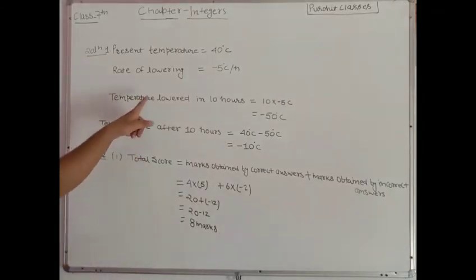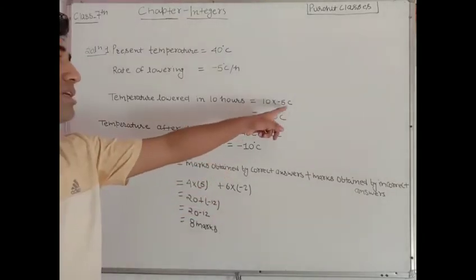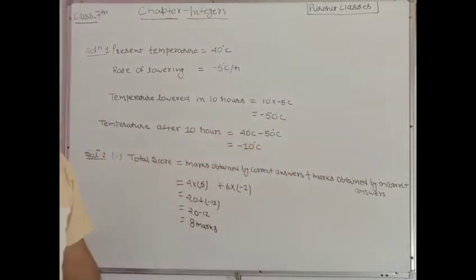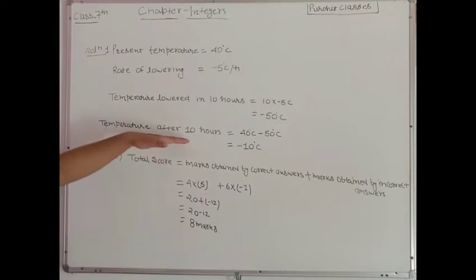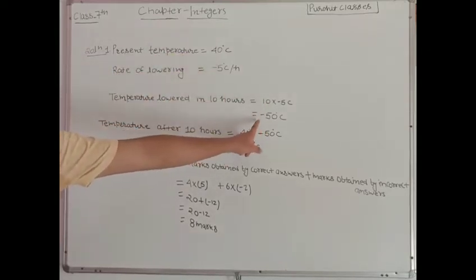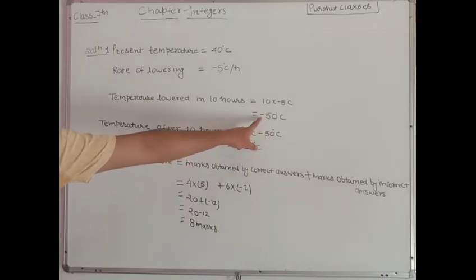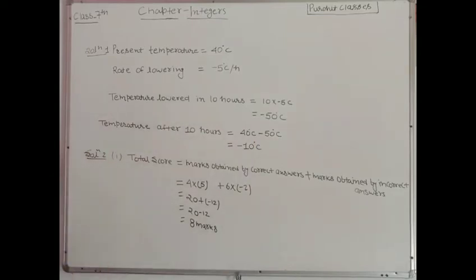Simply we have written temperature lowered in 10 hours. If in 1 hour the temperature is lowered by minus 5 degrees Celsius, then in 10 hours it will be 10 into minus 5 degrees Celsius, that will be minus 50 degrees Celsius. At the last we have to calculate the temperature after 10 hours. That will be given by present temperature plus lowered temperature. We have already mentioned this is a negative integer, so this will be minus 10 degrees Celsius. Understood?